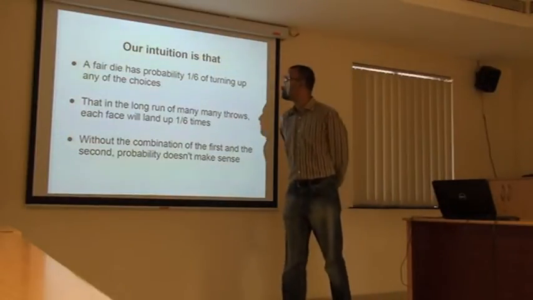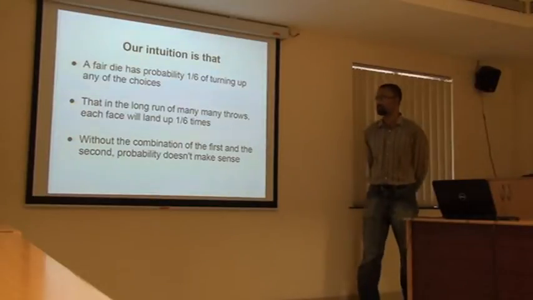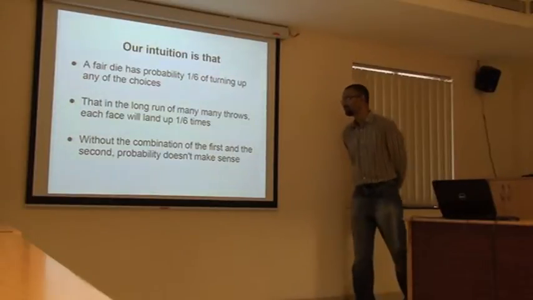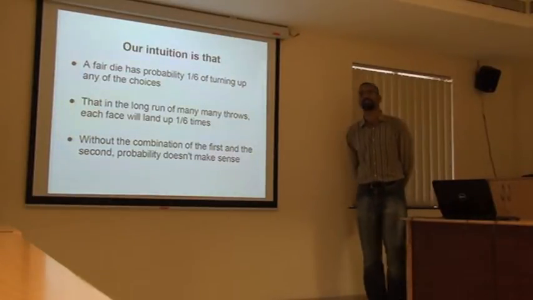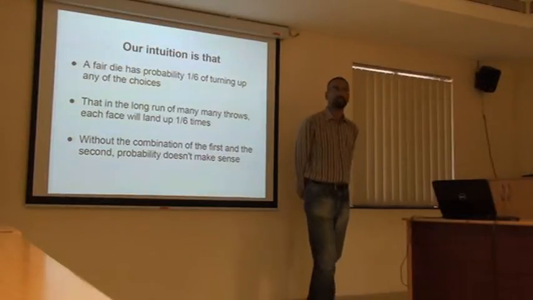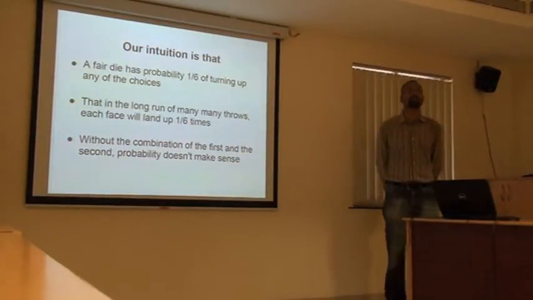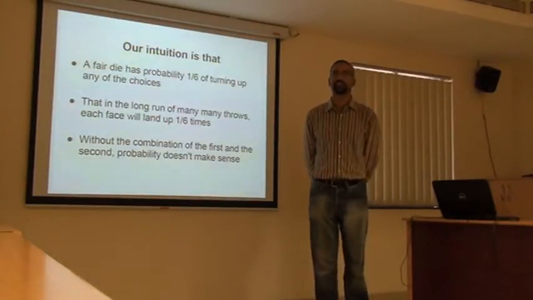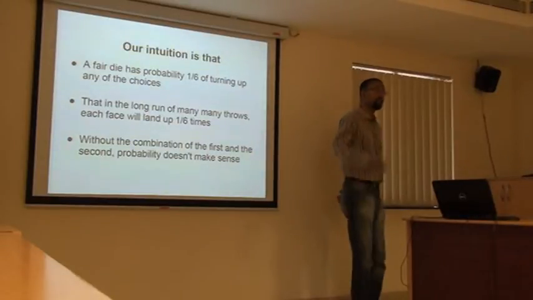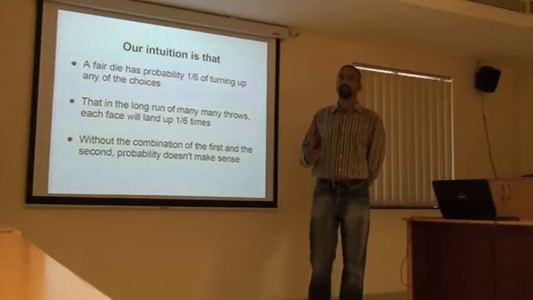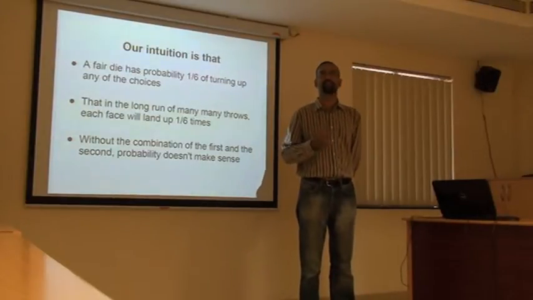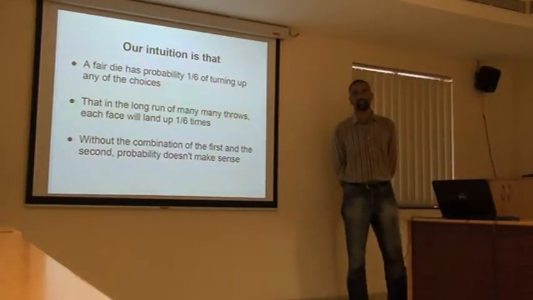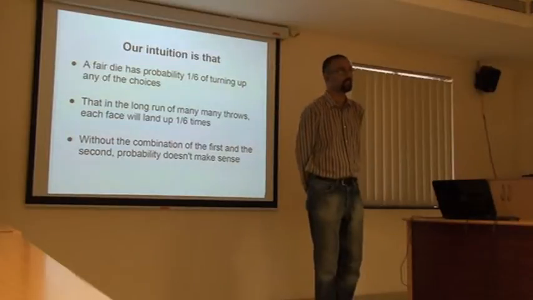Right, so a fair die has probability 1/6 of turning up any of the choices. That in the long run of many, many throws, each face will land up 1/6 of the time. Without the combination of the first and the second, probability doesn't make sense, because there's no systematic way of assigning numbers if those numbers aren't consistent. So again, if something is to be a probability, it has to match certain criteria, right? There has to be a match between the number that you assign as a probability and the number of times that something happens in the real world.